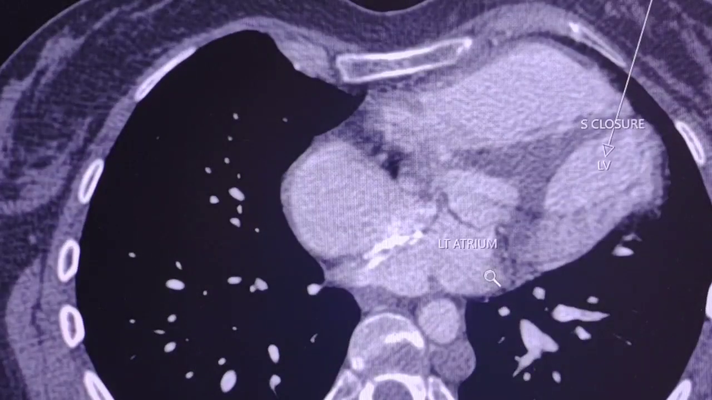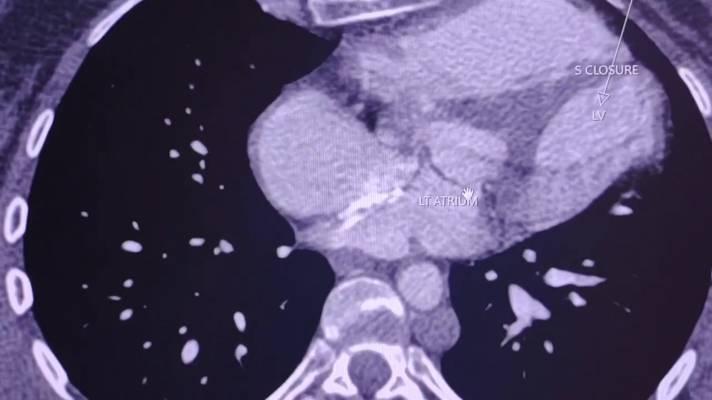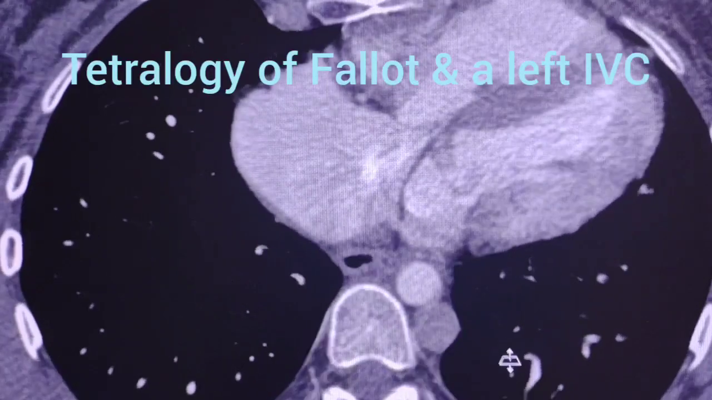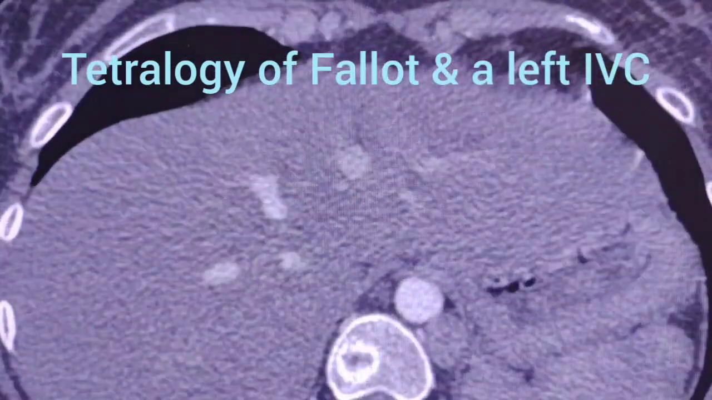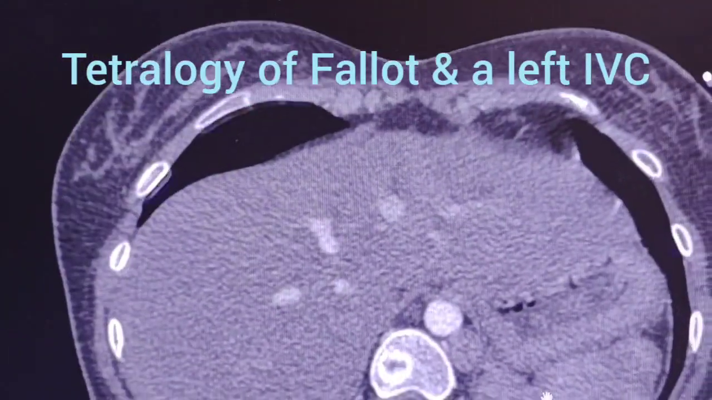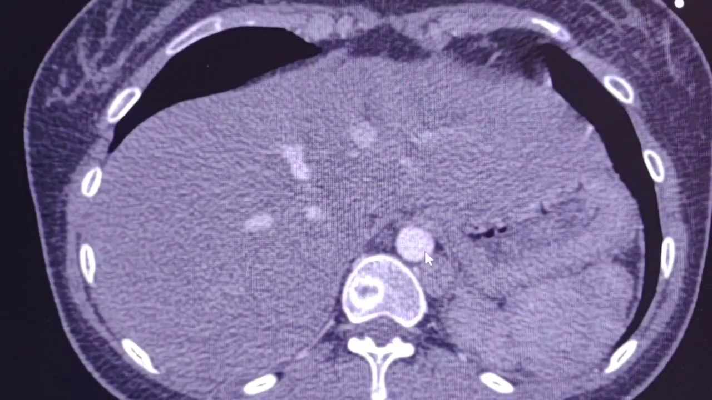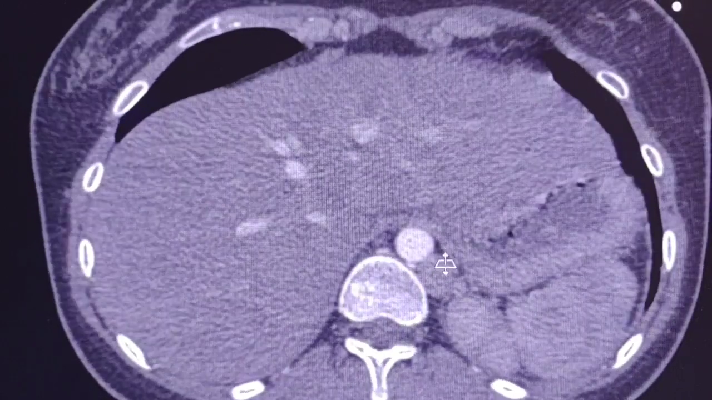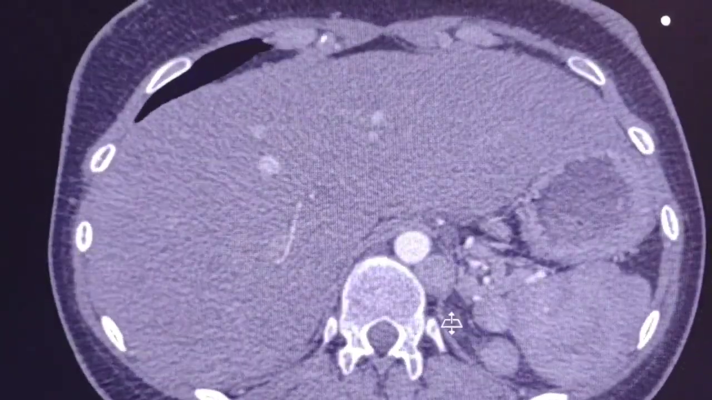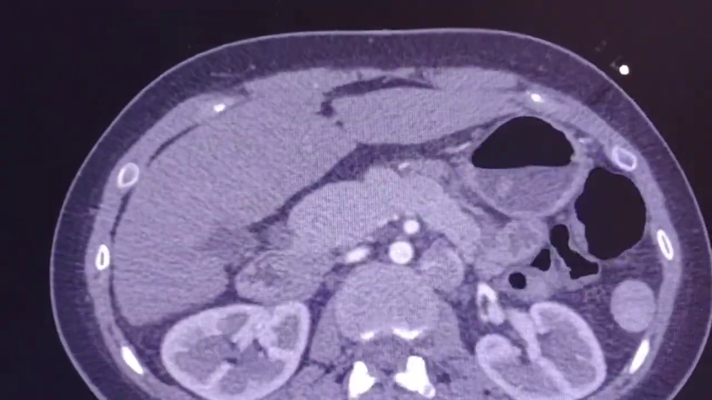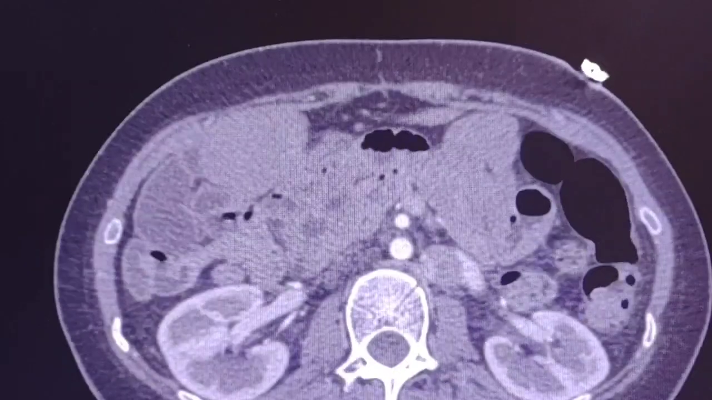First of all, a very interesting finding is that there is a left-sided inferior vena cava. Let's see the vessel. Here is the abdominal aorta, and on the left side is the inferior vena cava. Let's follow the vessel and see downwards. This is really very rare and very interesting.